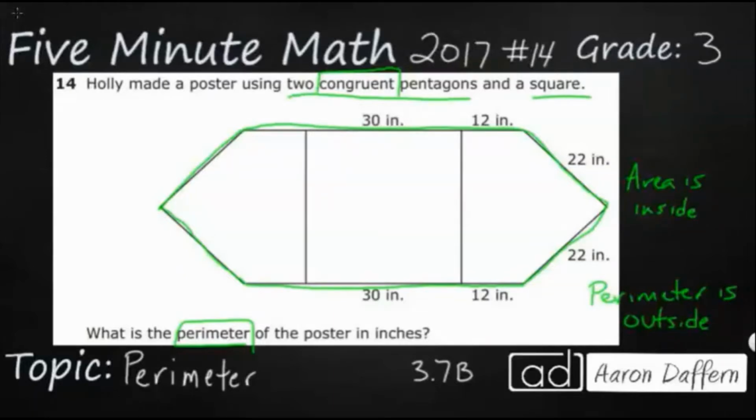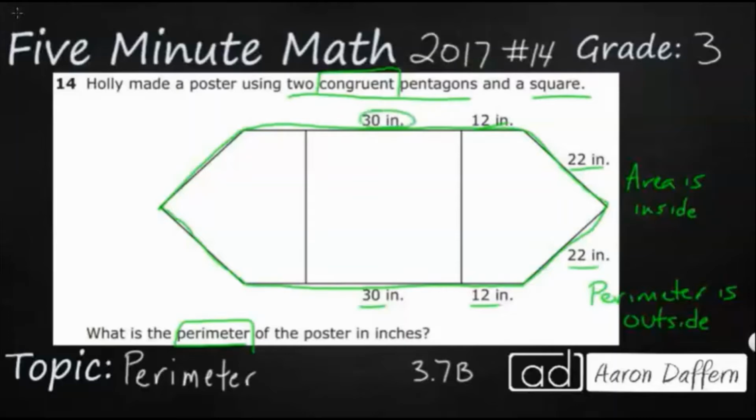So we need to find the perimeter of the outside here. We already have some measurements: 30, 12, 22. Let's go ahead and add up to see what we have so far. Notice this is a free response question. There are no multiple choice answers, A, B, C, or D, so we just have to find the answer on our own.